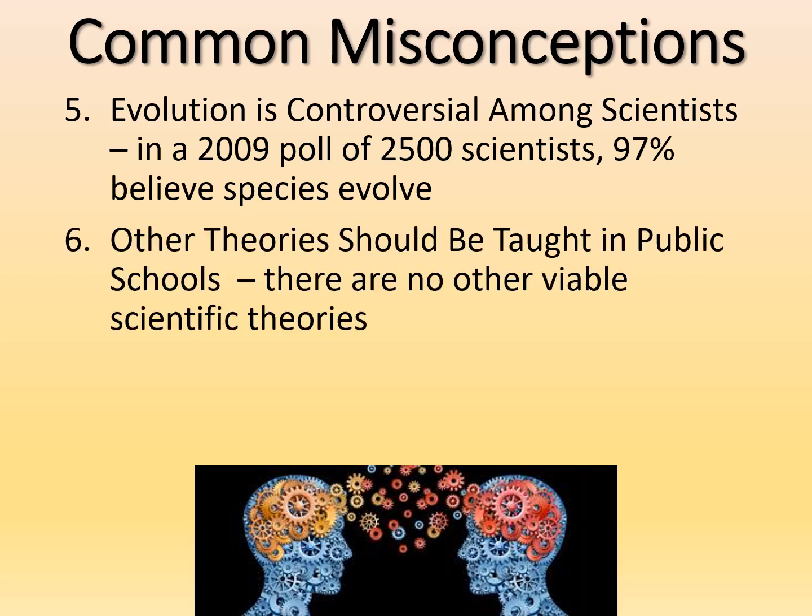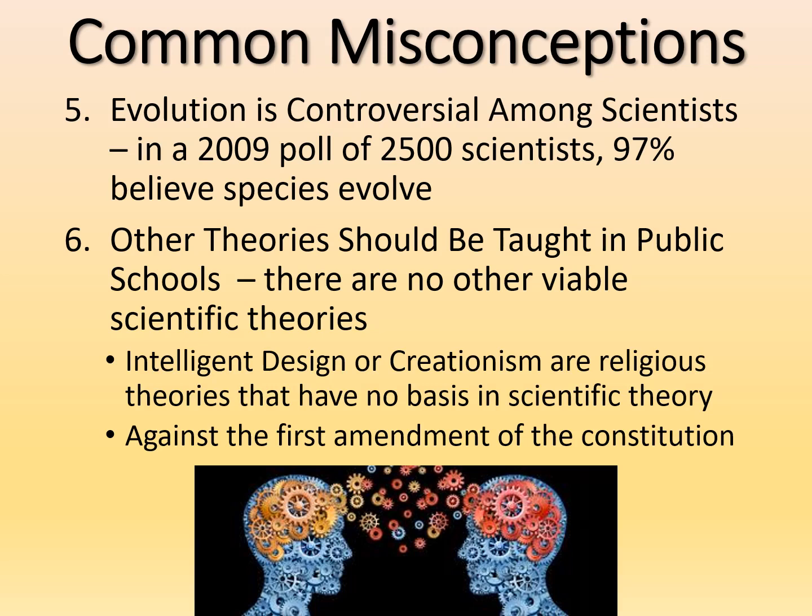And another misconception is that other theories should be taught in public schools, but there really are no other viable scientific theories at this time, right? So you may say that intelligent design or creationism are theories, but they're religious theories, and they really have no basis in scientific theory, and that's okay if people believe in intelligent design or creationism, but they have no place in public schools because it's against the First Amendment of the Constitution, where we have to separate church and state. So that's fine, and I'm not trying to convince anyone one way or the other, but I'm just saying this is a common misconception and an argument among some people, right? And that's okay. But there really are no other viable scientific theories for how populations change over time.